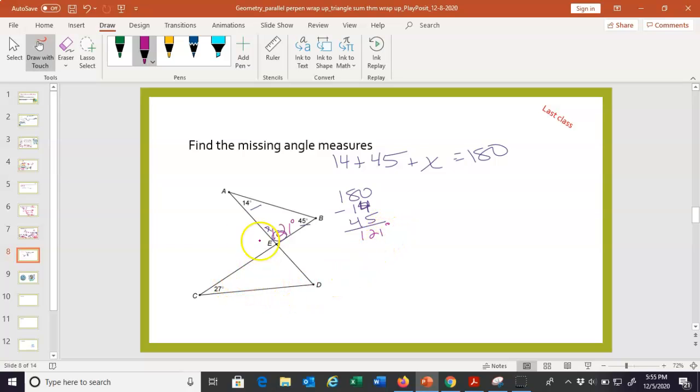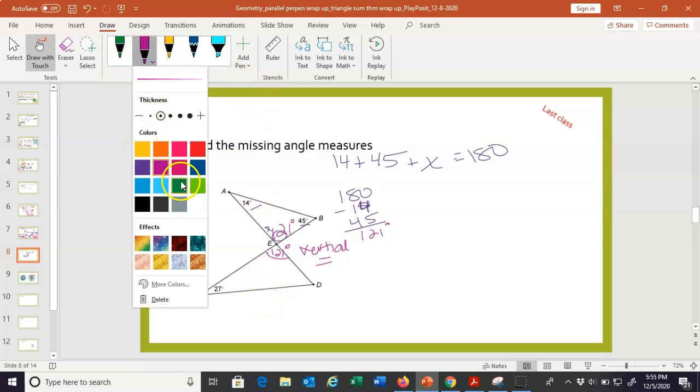Now, look, we're going to use all the skills that have been building up to this. What kind of angle is right across from the 121? Starts with a V. These are vertical angles. Yeah, and what do we know about vertical angles? They are equal. So if that's 121, then this is automatically 121. Cool.